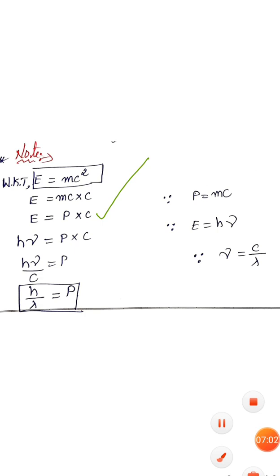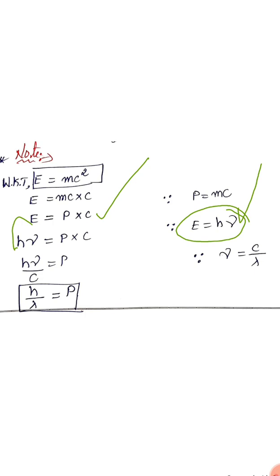Then the energy of the photon is given by E is equal to h nu. In the LHS, in place of energy, we have substituted h nu. h is Planck's constant, nu is the frequency of the photon, P is momentum, and c is the speed of light. Now here we got h nu is equal to P into c.